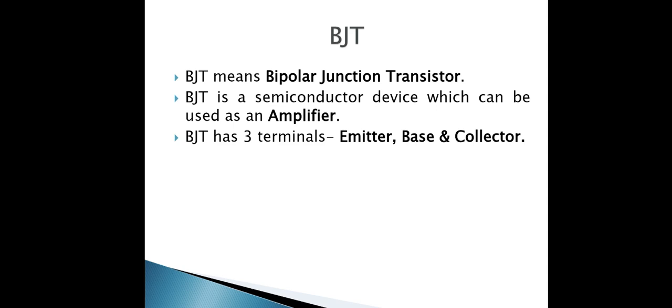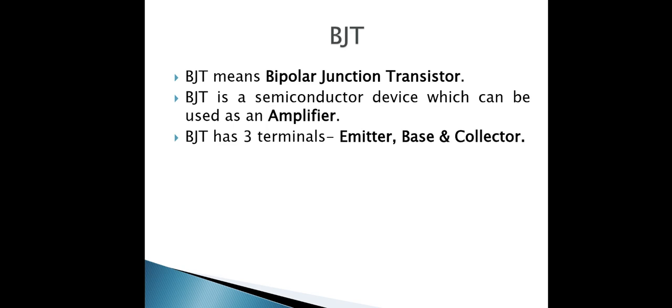Before transistors, vacuum tubes were used for the amplification process, which were very huge in size, and they used to produce a very huge amount of heat. In order to overcome these problems, BJT was introduced, and it is made up of semiconductor material, and now it is being used as an amplifier in almost all the electronic circuits.